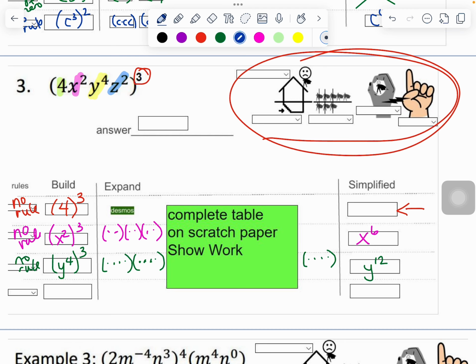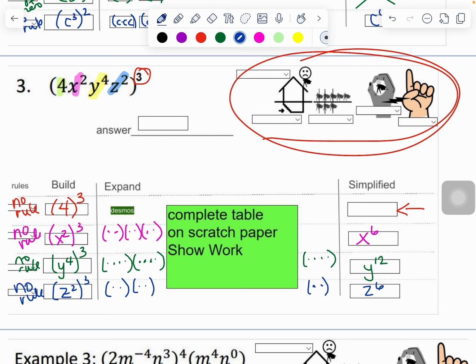All right, last one, Z squared. So Z squared, all to that power of 3 on the outside. There's no rule here. So we're going to write 2 Z's 3 times. It's very similar to the X's, except we have to write a Z. So if I count all those dots for my Z's, I have Z to the power of 6.